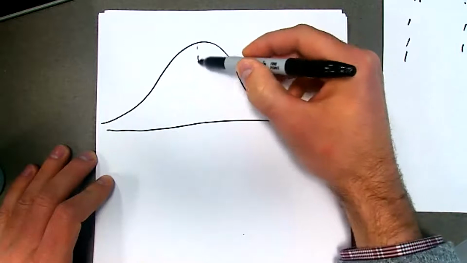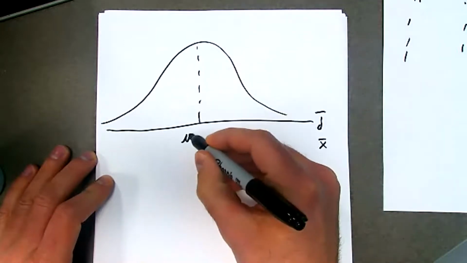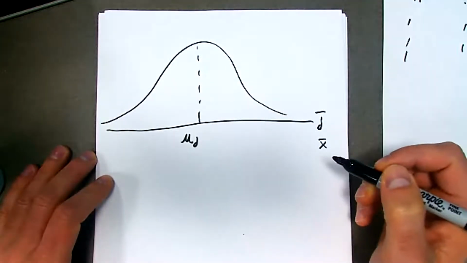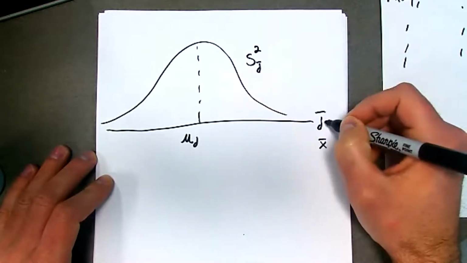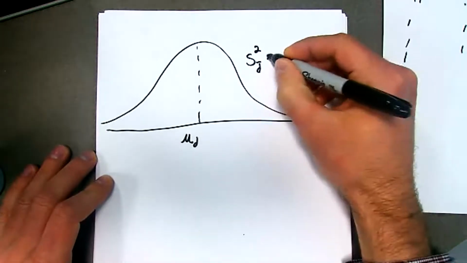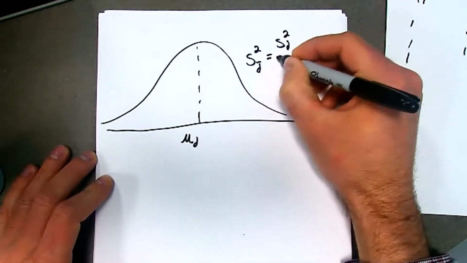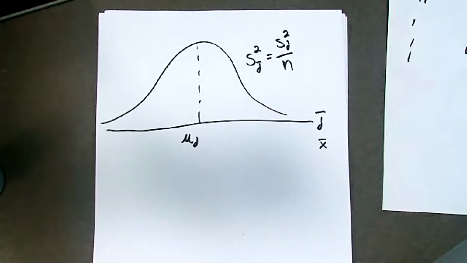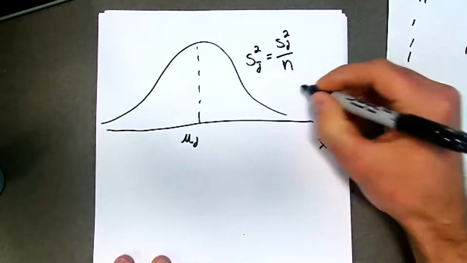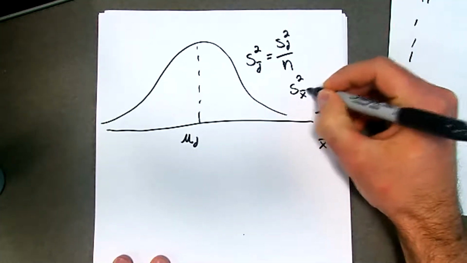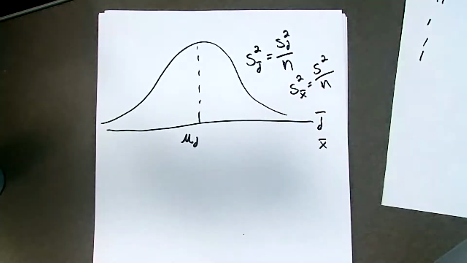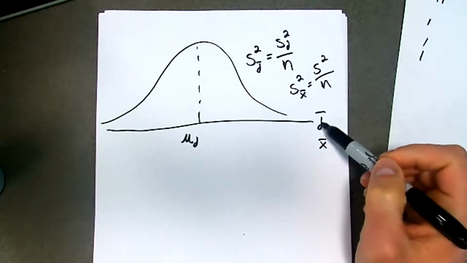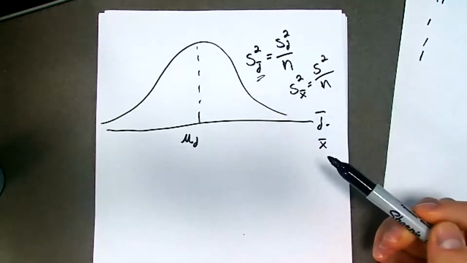It should be centered around whatever that true mean difference is, right? And then the variance of our sample mean differences should be the variance of that difference variable divided by whatever our sample size is. Just like we had the variance of our sample means was just the variance of the data we sampled from over our sample size. So this is going to be almost identical to what we were doing with sample means. It's just now we're looking at sample differences.